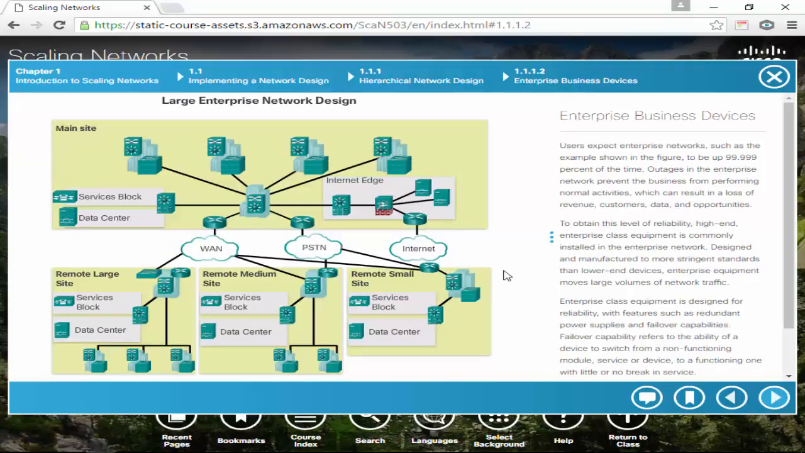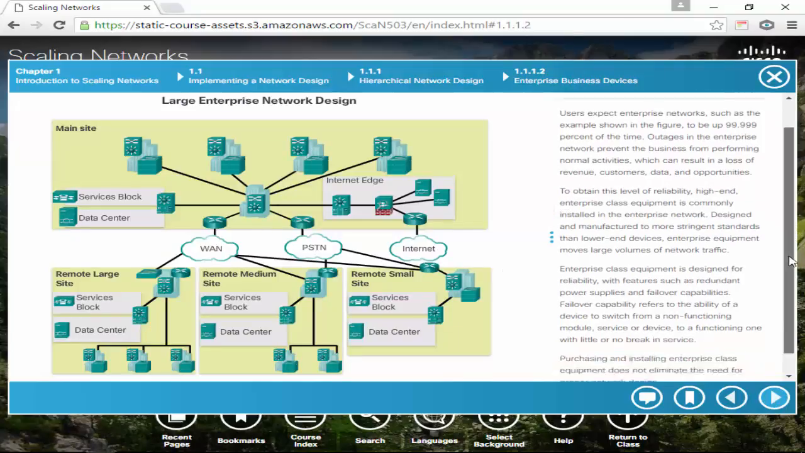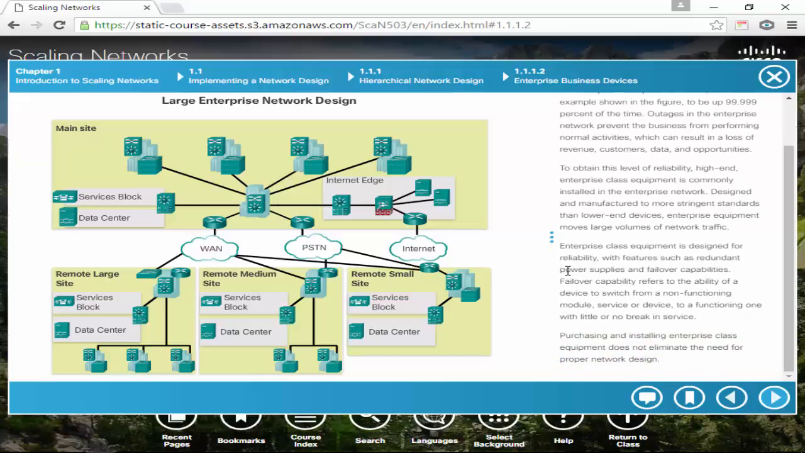Next, enterprise business devices. So what is this actually showing? We have our large enterprise network, as it says right here. This is what we're going to call a core switch or a distribution switch. Actually, it's distribution right there, and it'd be the core right here. It's feeding into what we consider the WAN module. What is the WAN module doing? It's connecting remote sites.